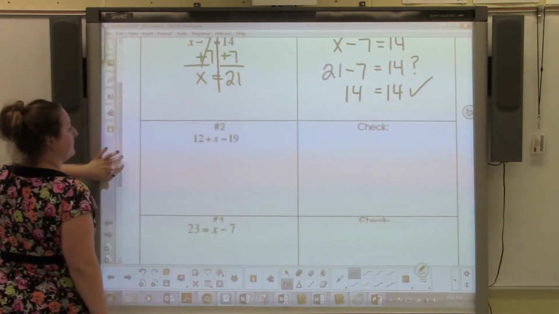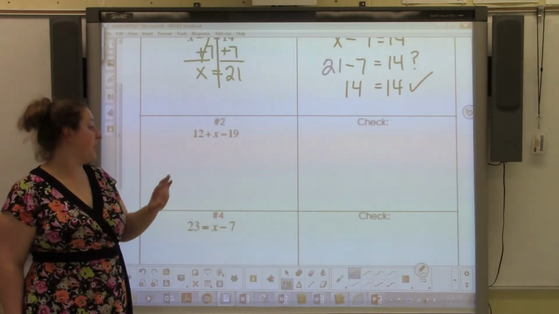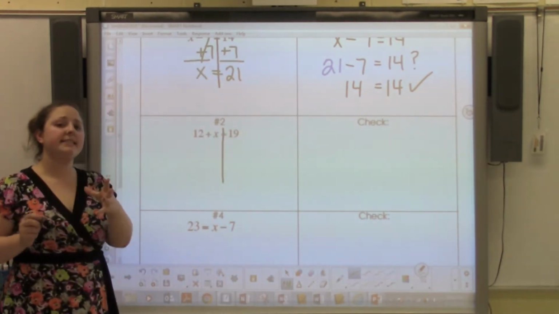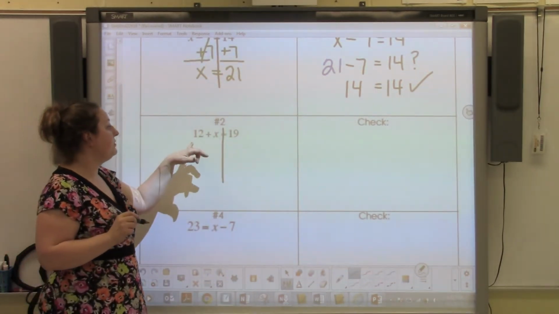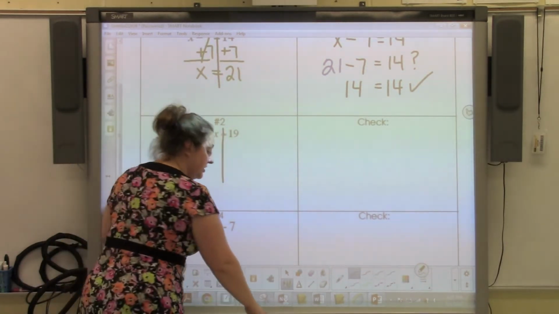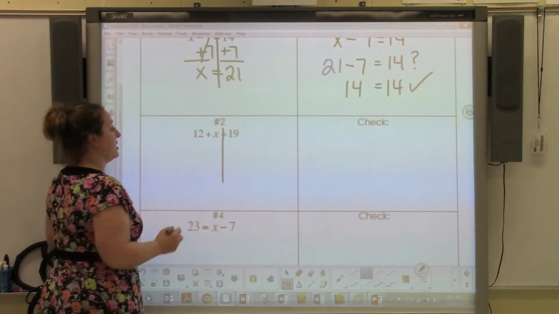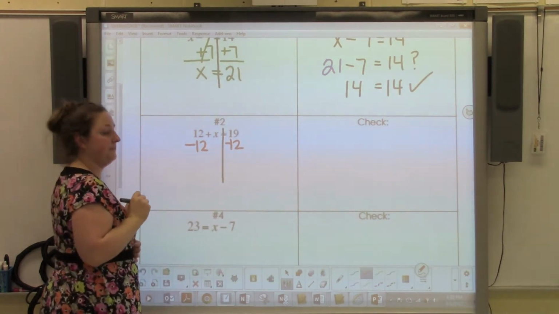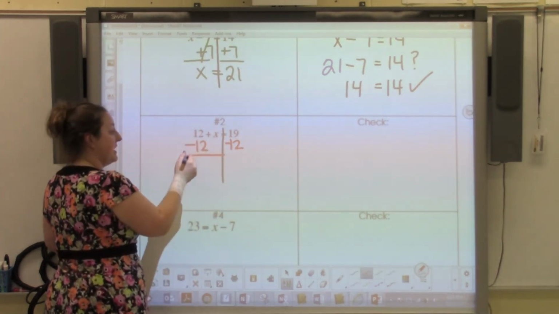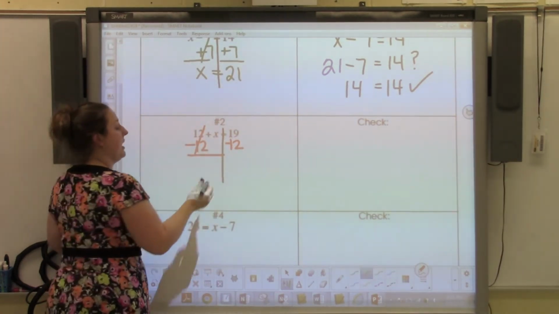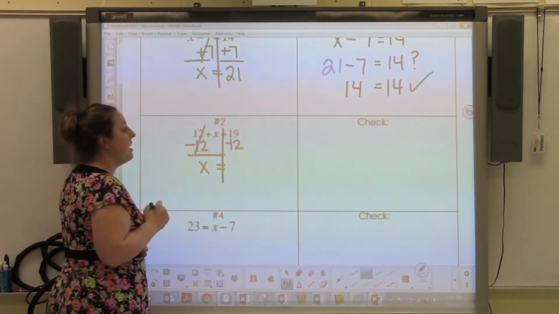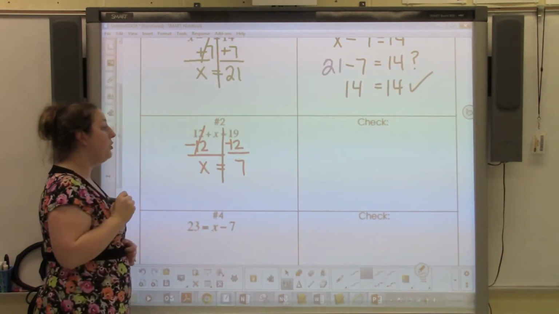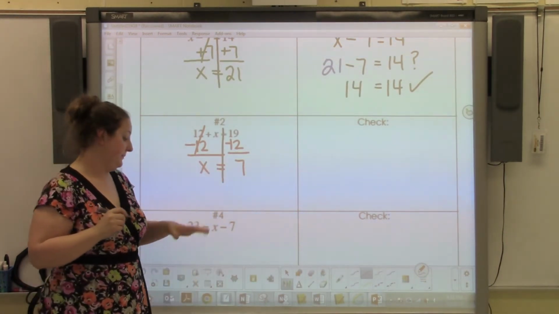Next, x plus 12 is equal to 19. Yes, it's backwards, but it's still the same process. So here it's addition. To undo addition, we must use subtraction. So we're going to subtract 12 from both sides of the equation. On the left, 12 minus 12 gives me 0. I'm left with x. And on the right, 19 minus 12 gives me 7. So hopefully my answer here is 7.